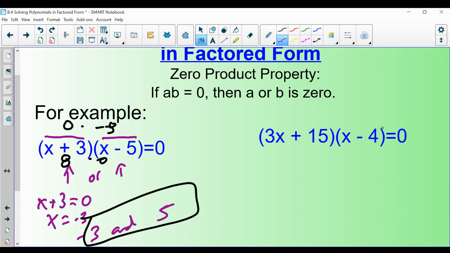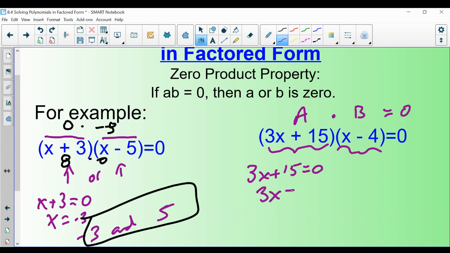Same idea with this question. You have A, and you're multiplying it by B, and you get 0. Then either A, this one here, must be 0, or B, this one here, must be 0. Well, what makes 3x + 15 equal to 0? You might not know by looking at it. So set it equal to 0 and then solve for x. That'll tell you what you would plug in to have it be 0. Subtract 15 on both sides. Divide by 3. Answer.